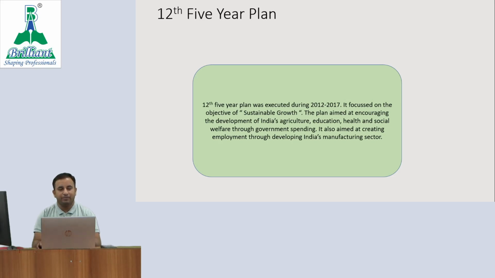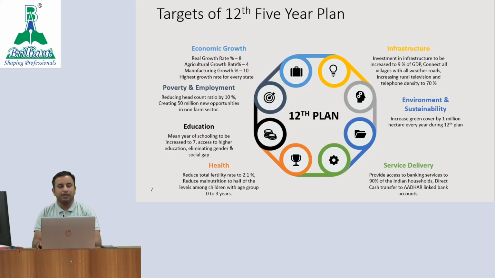It also aimed at employment generation, that is creating employment through developing India's manufacturing sector. So it aimed at the manufacturing sector of India, and the ultimate aim was to make India the manufacturing superpower. Now let us have a look at the different targets of the 12th 5-year plan which were set earlier.